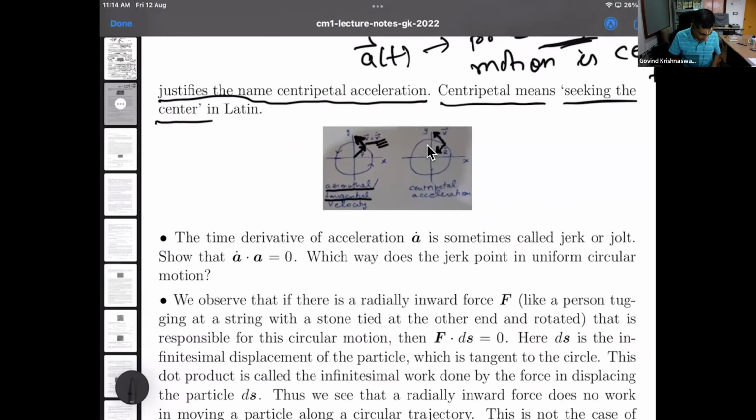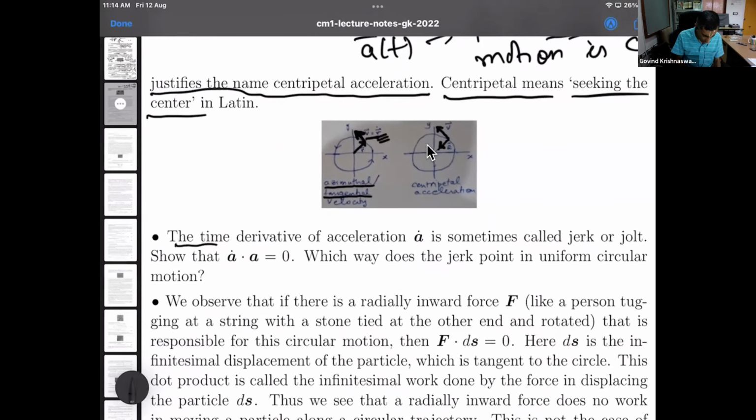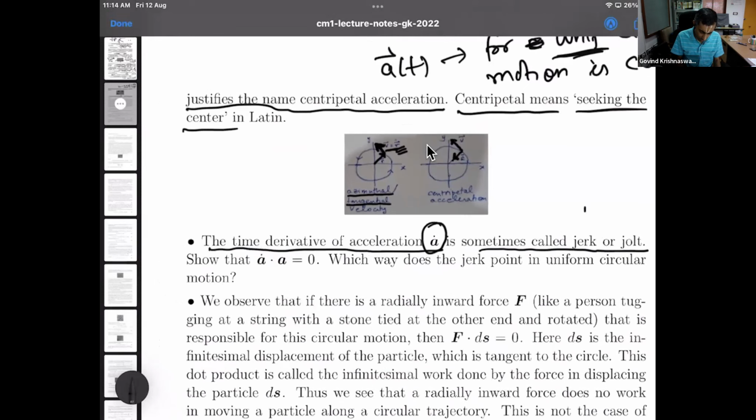Okay, so let us continue. As somebody mentioned last time, the time derivative of acceleration, namely a dot, is sometimes called the jerk or the jolt vector. And I leave it as an exercise to you.